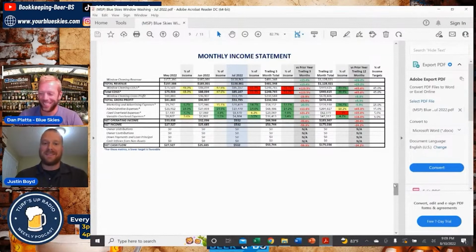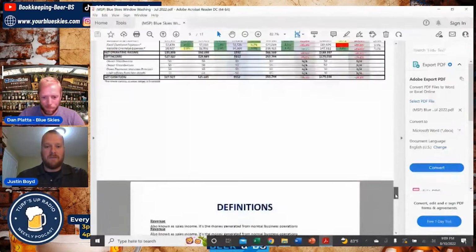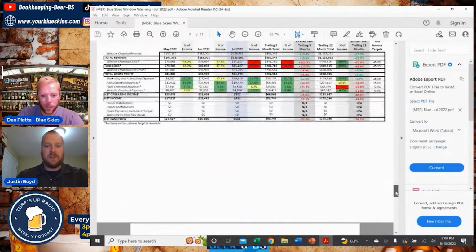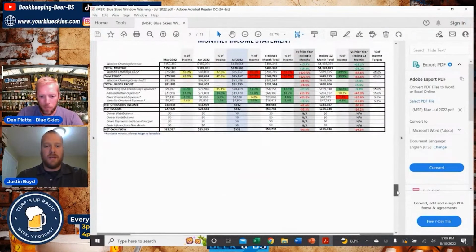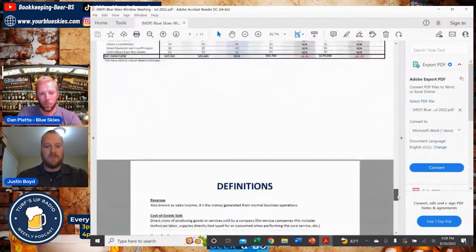It's a balance of I want to see everything, but I also want it to be digestible, and not get lost in all the numbers. But yeah, for sure. So that's a good one. That's a good one to focus on. If you have 1 or 2 sheets that you really focus on each month, that's a good one.